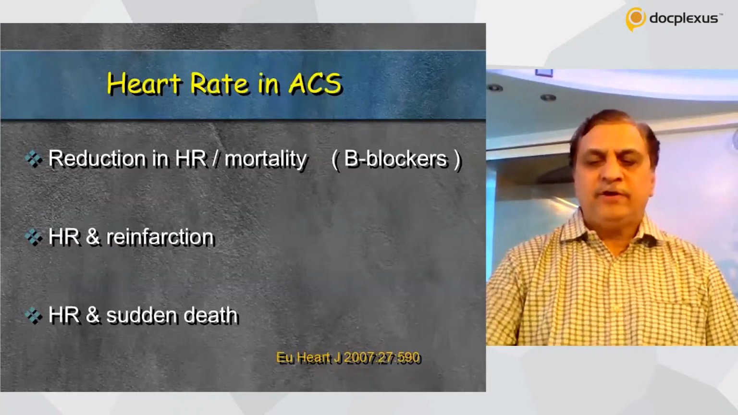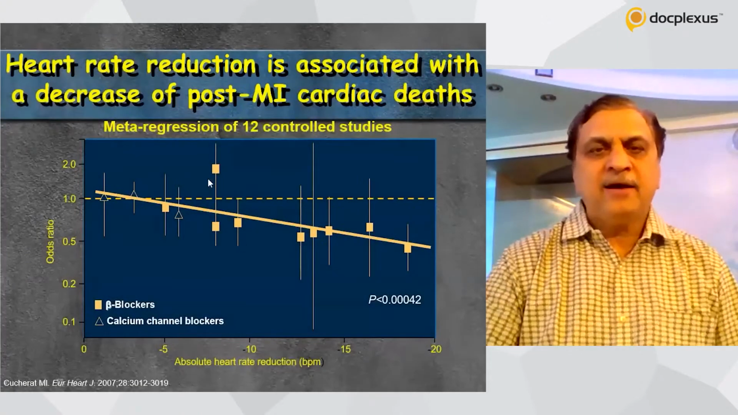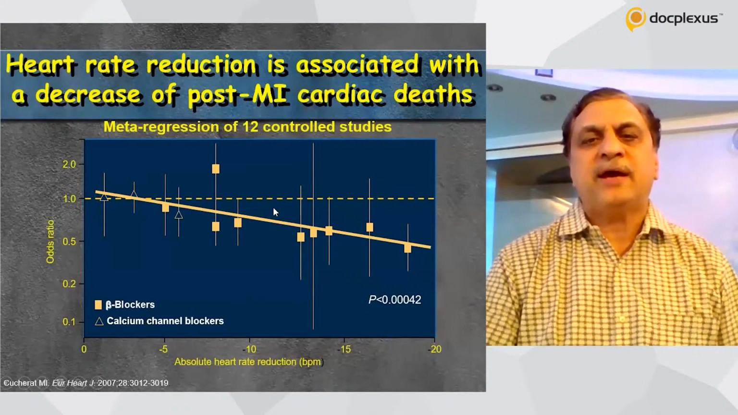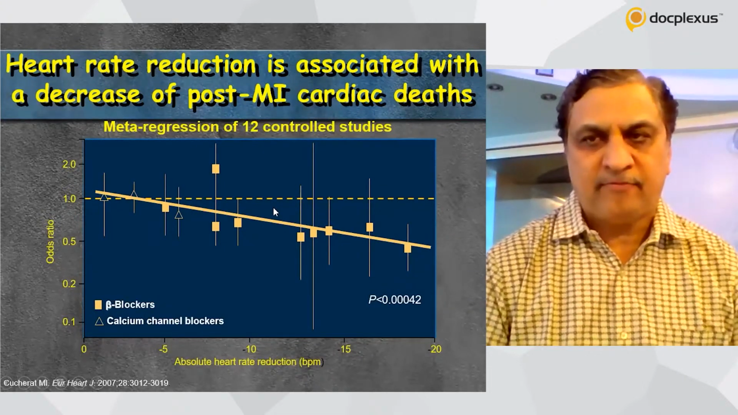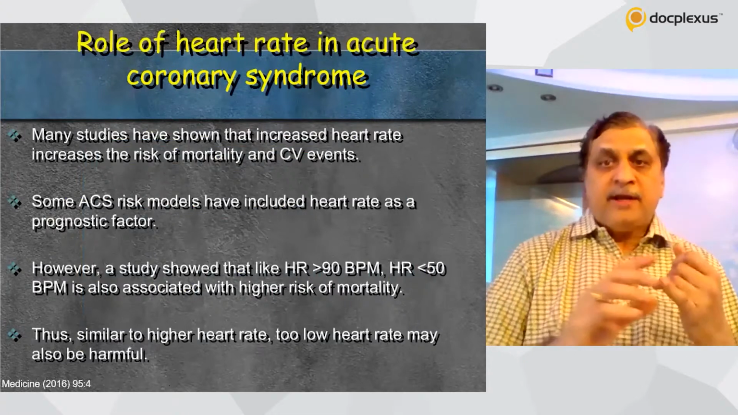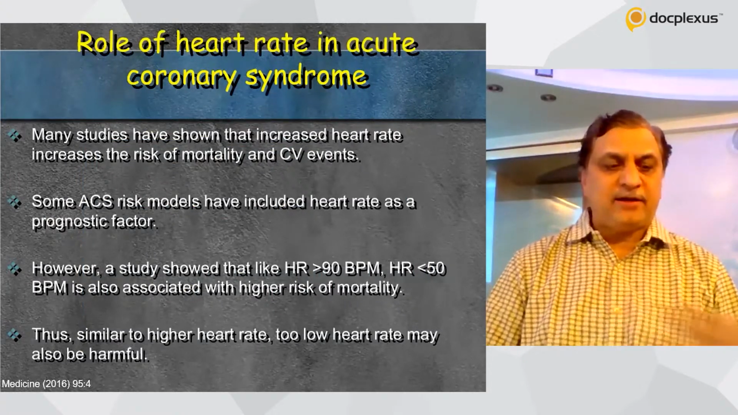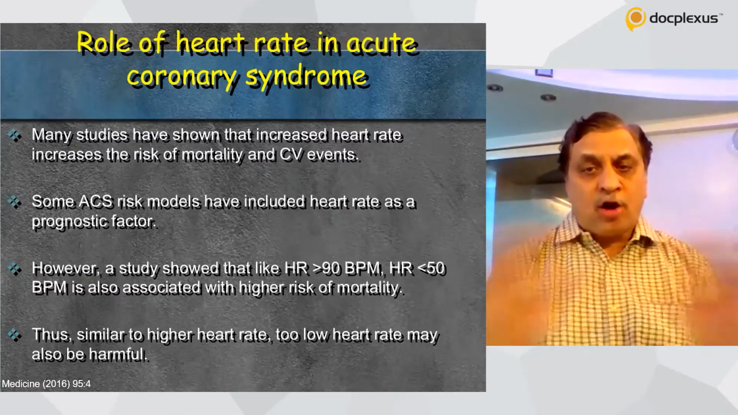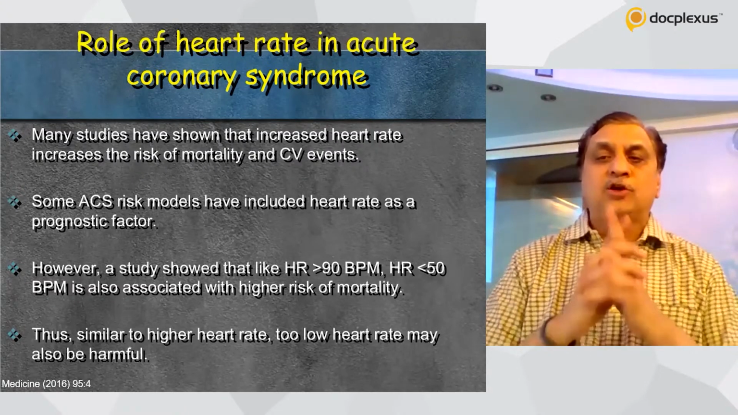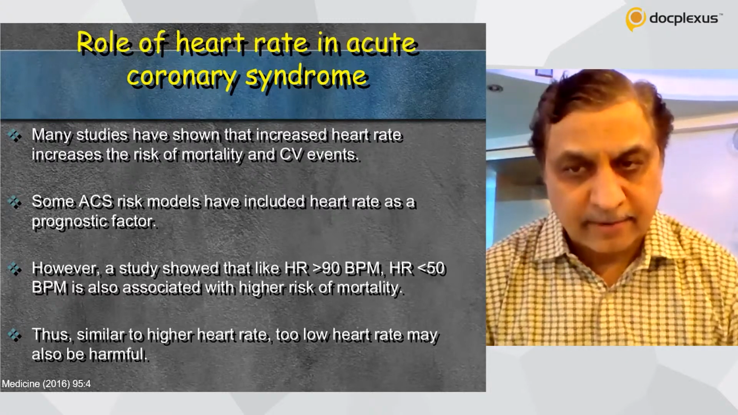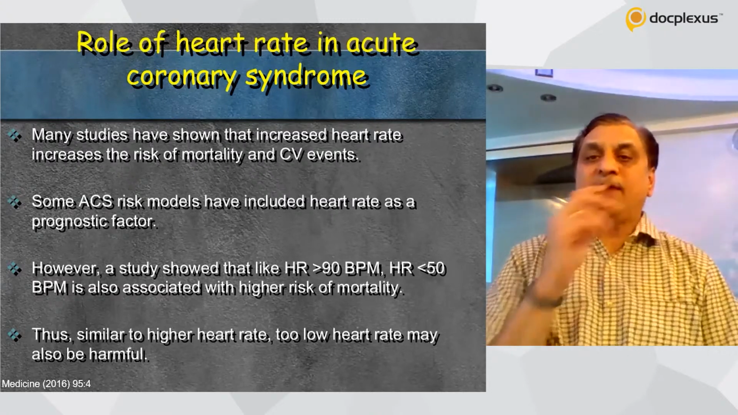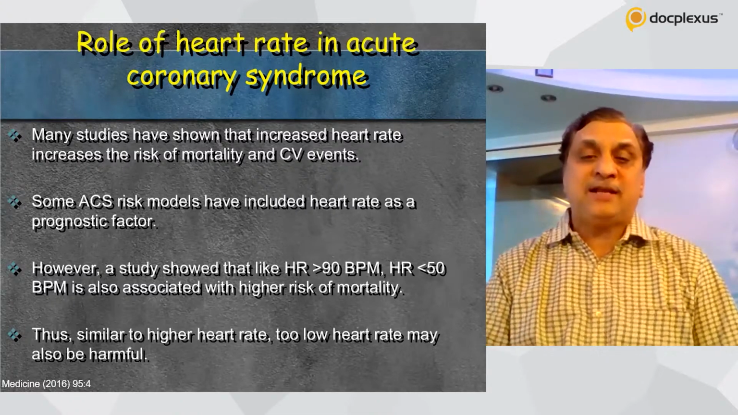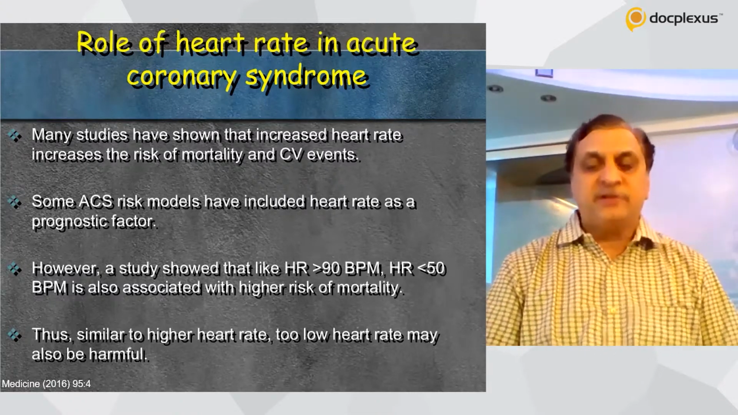In ACS, we all know that the higher the heart rate, the more the reduction is associated with decrease in post-MI cardiac deaths. A lot of data for several years. In fact, many studies have shown that increased heart rate increases mortality and CV events. And a lot of ACS models now have actually included heart rate as a prognostic factor. Remember, for an anterior wall infarct, a sinus rate more than 90, especially more than 100, or less than 50, is a risk marker for increased mortality.